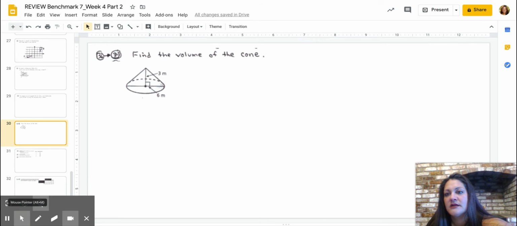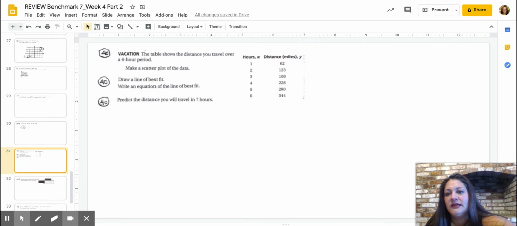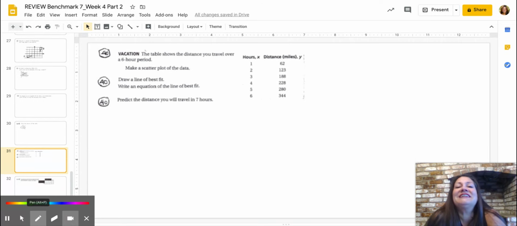Okay. And here we go. Look at 40, 40, and 40. This is all number 40. Oh, vacation. Sounds wonderful, right? Summer's coming up. Don't know if anybody will be doing vacationing this year. Vacation. The table shows, I'm going to definitely need the glasses.